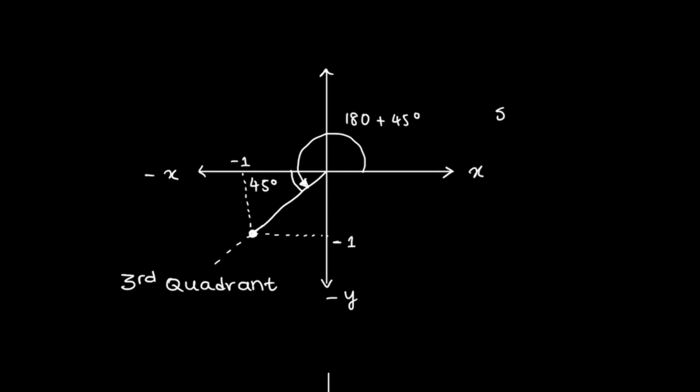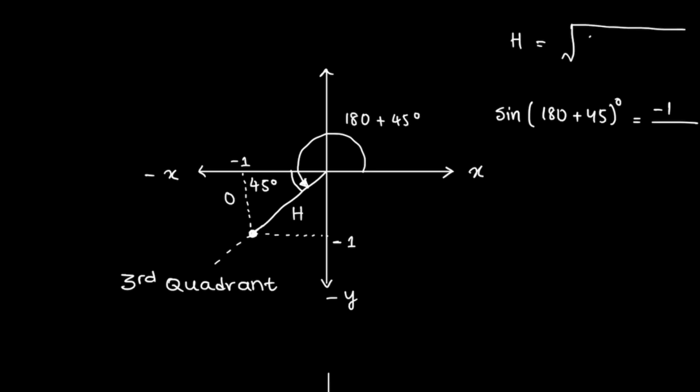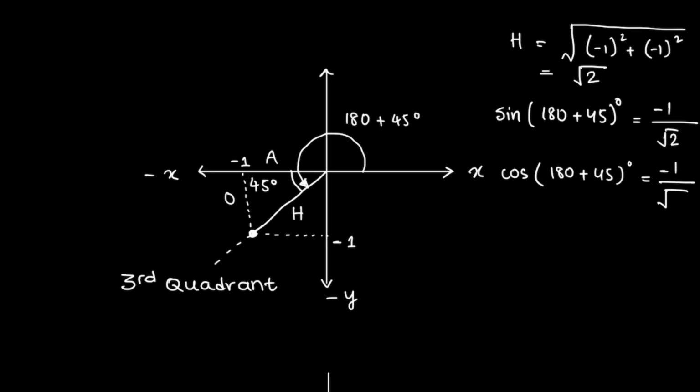All right, so let's start with sine. Sine of 180 plus 45 degrees is going to be opposite by hypotenuse. The opposite in this case is -1, and the hypotenuse is the root of -1 squared plus -1 squared, which is root 2. Then we'll find cos of 180 plus 45 degrees. Cosine is adjacent by hypotenuse, so this is going to be -1 over root 2. Finally, tan of 180 plus 45 degrees. Remember, tan is sine over cos, and since sine and cos are the same, and they both have negative signs, we are essentially going to have +1.